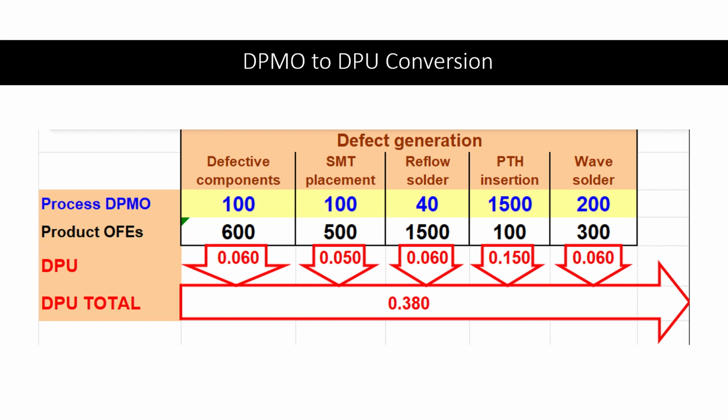Since the types of defects contributed by the 5 different sources are independent, the total number of defects produced will be the sum of each defect contribution. Total DPU is the sum of all DPUs.